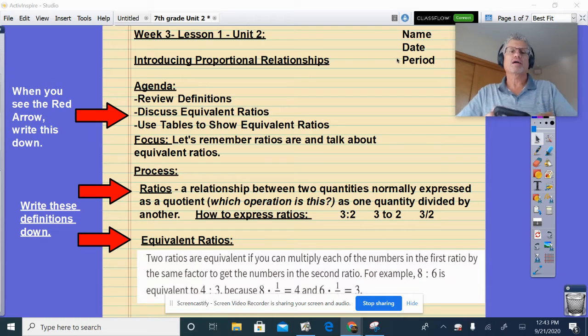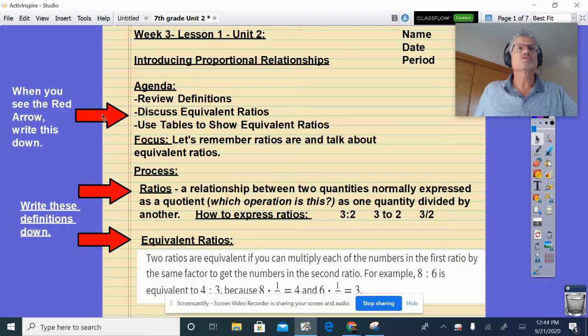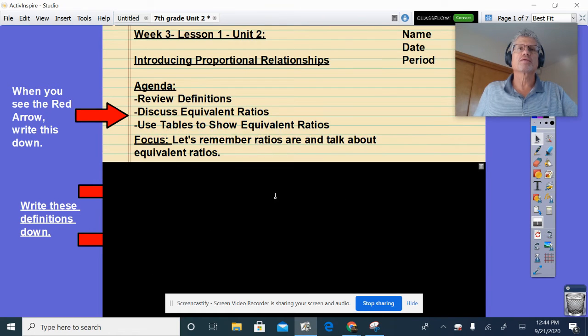So here we have today's lesson, and I just need to get my timer going here. There we go. And so what we're working with today is talking about ratios. And one thing I've highlighted now in my lessons is if you see a red arrow, you write this down. So for example, I'm going to go like this screen right here, just to make it a little easier so we can talk about that.